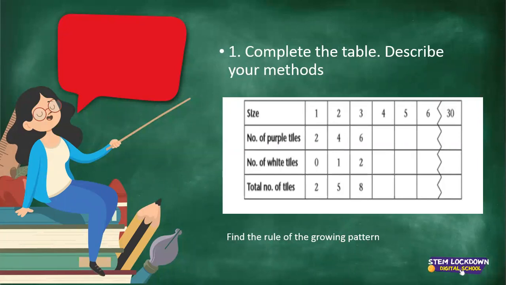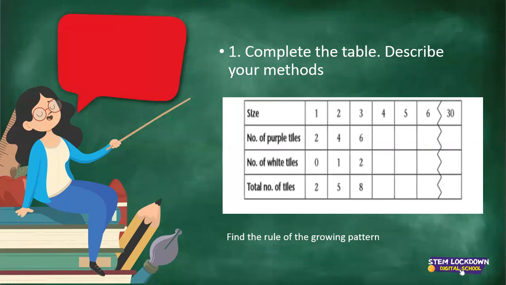Now jumping to size 30, we're going to skip all the other numbers and we'll move to 30. So what is going to happen with 30? Now that we have a pattern, we know that with purple tiles, we add 2 tiles, and then for us to be able to get the purple tiles, you multiply by 2. And for us to be able to get the white tiles, you add 1 from the previous size. And then you just add your tiles, and then you get your number of tiles.